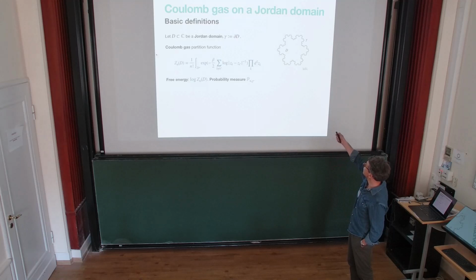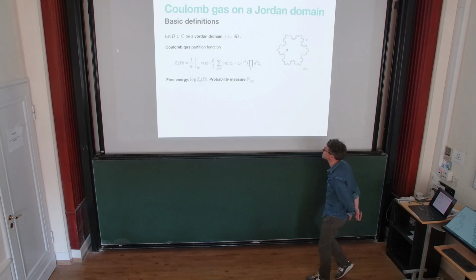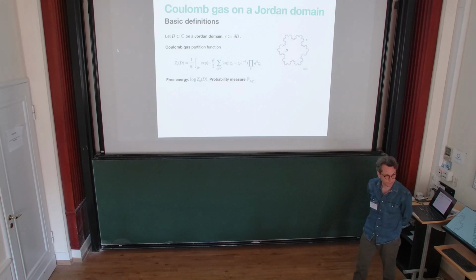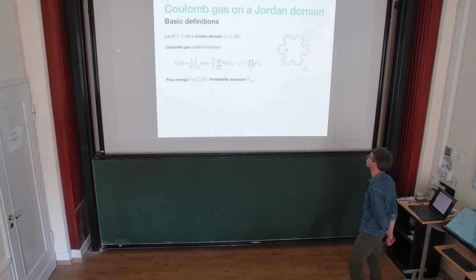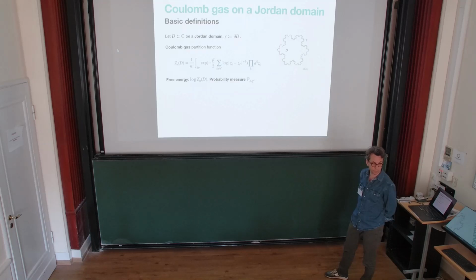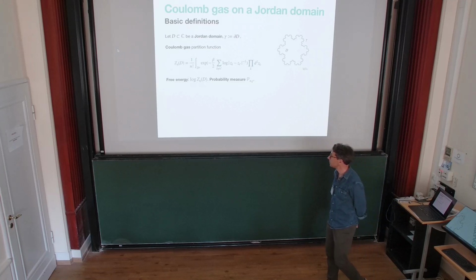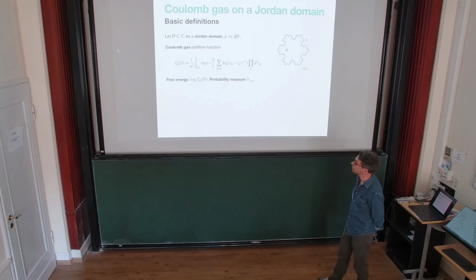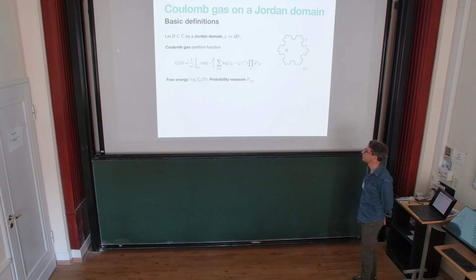So D will be, let me point, D is a simply connected domain in the complex plane. It's a Jordan domain, and gamma is its boundary. At this point, I'm not making any assumptions about boundary regularity. This could be a fractal curve, gamma, like this. It's like a snowflake. Then my main object of interest is this function, or this number associated to the domain, which I call the Coulomb gas partition function.